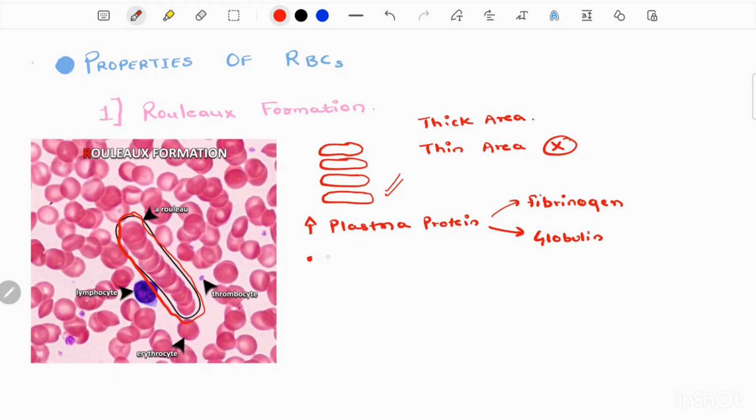It can be seen in acute or chronic inflammatory diseases and in multiple myeloma, in case of infection.